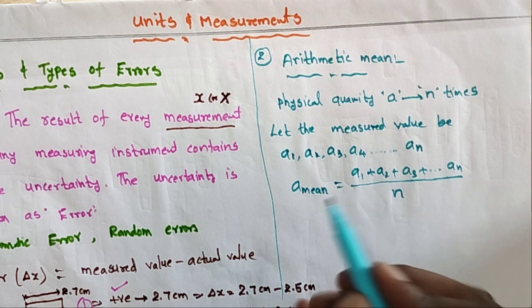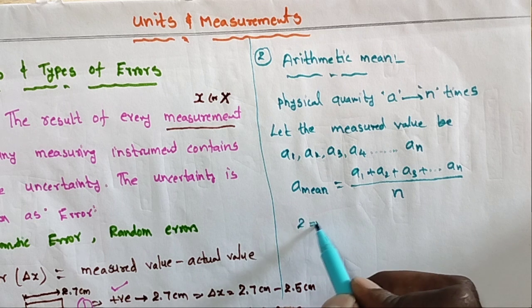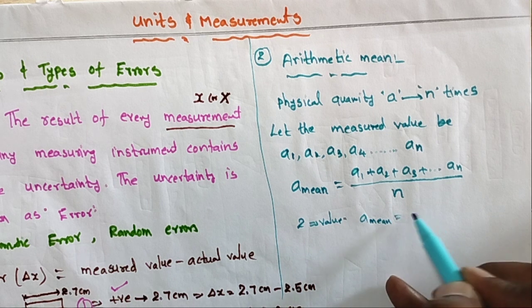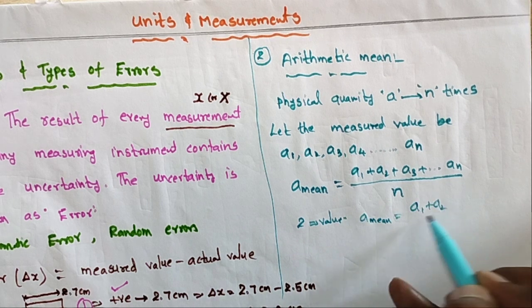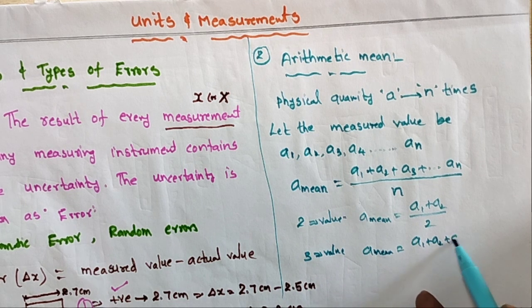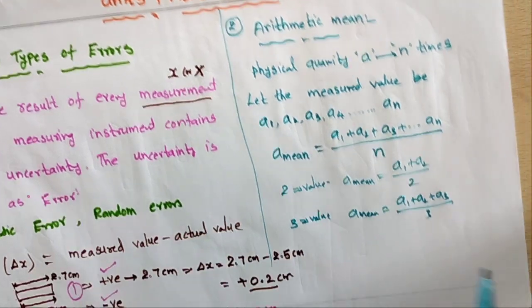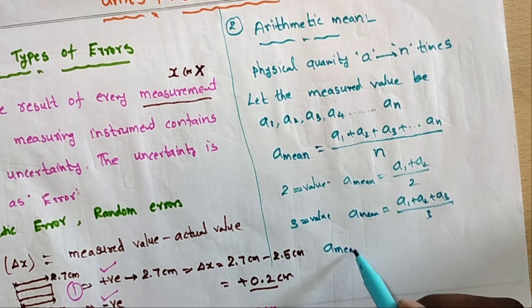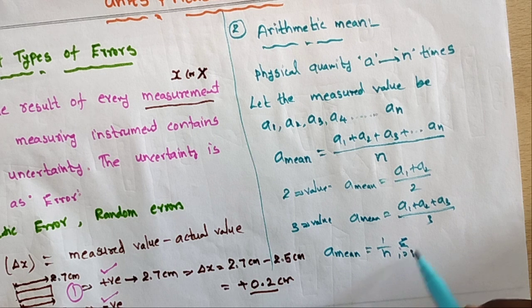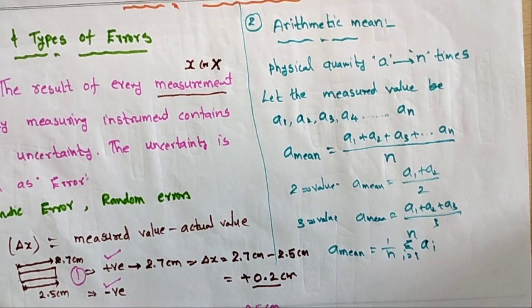If I take only two values, what is the mean? The A mean is equal to (a1 + a2)/2. If you take three values, what is the mean value? A mean is equal to (a1 + a2 + a3)/3, like this. So the A mean is equal to 1/n times the summation from i = 1 to n of a_i. So this is the arithmetic mean.